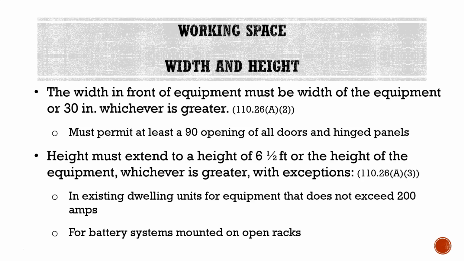Whichever one is greater. So if we have a piece of equipment that's 8 feet tall, we need a height of working space that is 8 feet tall. If we have a piece of equipment that is 4 feet tall, we need a working height that is 6.5 feet tall, since that is going to be the minimum we ever have for a height of working space.